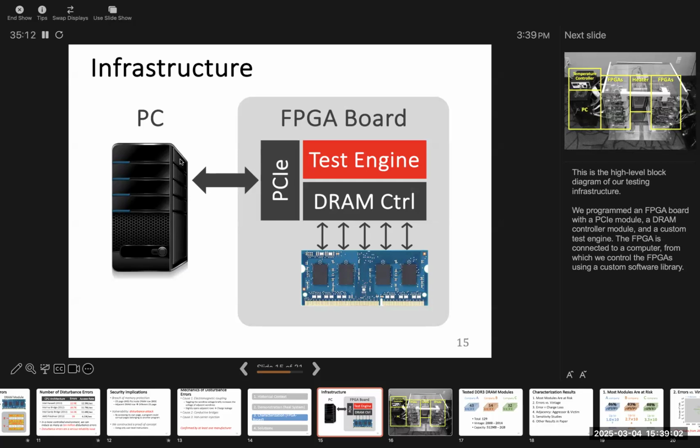So what they are doing is building in hardware the DRAM controller, and building in hardware this PCIe, which is used as an interconnect with your CPU. Okay. So these are not software programs. These are hardware modules deployed on the FPGA.